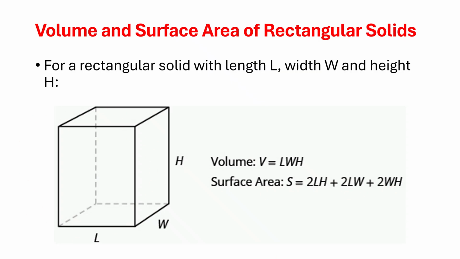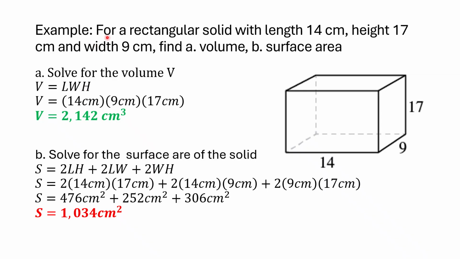Now let's take one example for this illustration. For a rectangular solid with length 14 centimeters, height of 17 centimeters, and width of 9 centimeters, find A, the volume, and B, the surface area. For the volume, we simply multiply length, width, and height. So we have 14 times 9 times 17, and we got 2,142 cubic centimeters.